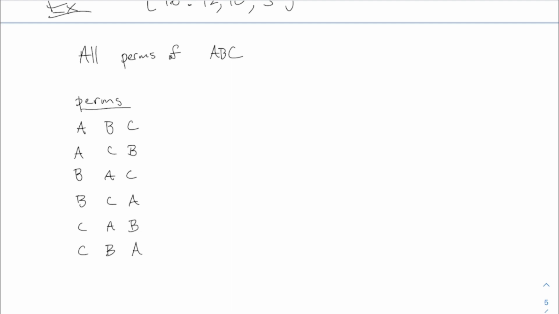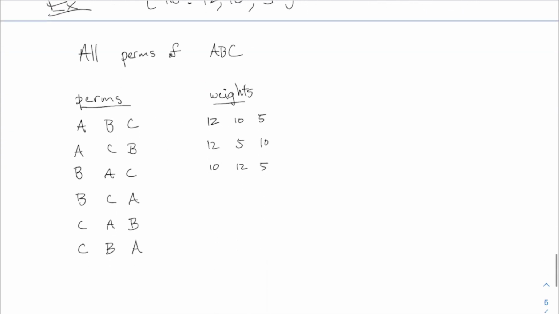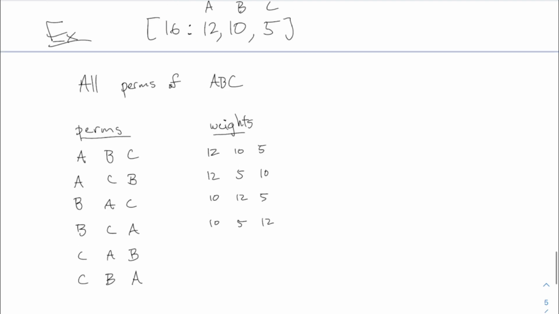Okay, next, I want to decide for each of these who's the pivotal. Now, just to help me out a little bit, I'm going to make another column of just the weights of ABC written in that same order. So this is 12, 10, 5. Remember, A is 12, B is 10, C is 5. And I'm going to write the weights in the appropriate order. So the next one would be 12, 5, 10. The next one would be 10, 12, 5. 10, 5, 12. 5, 12, 10. And finally, 5, 10, 12. I think I got it.